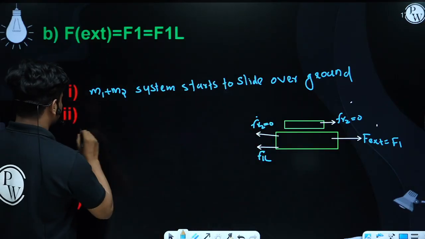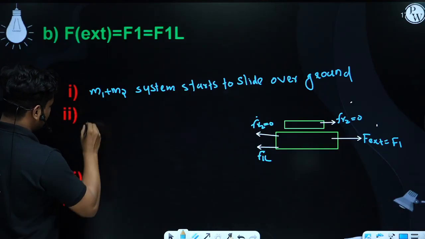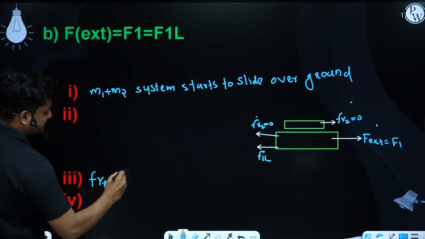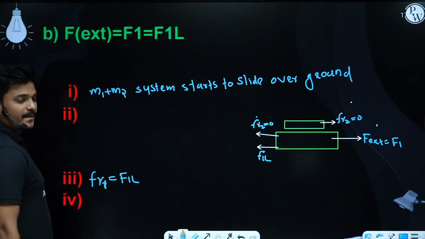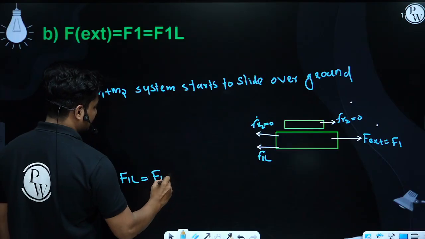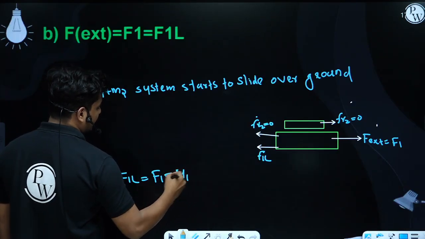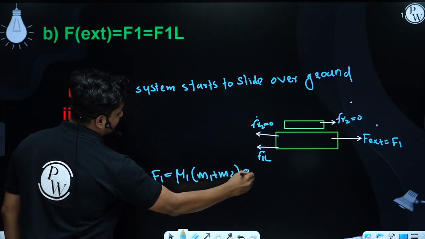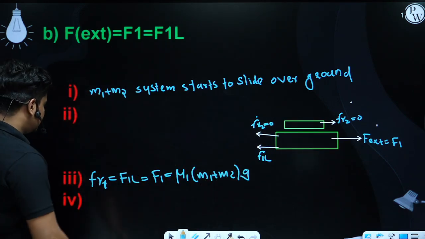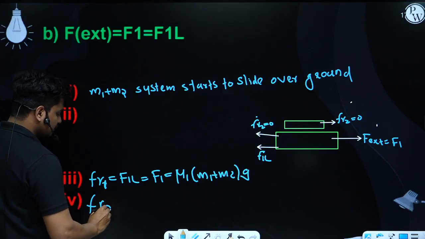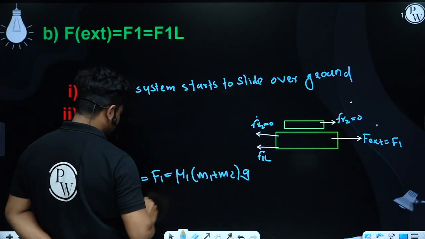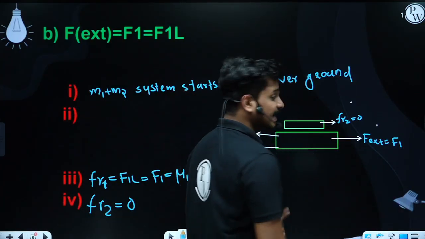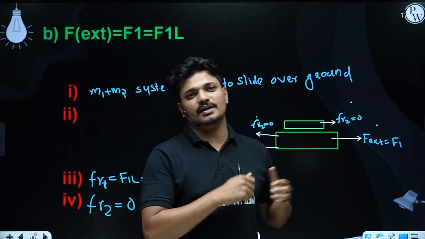That means the total system is still at rest. Then what is our FR1? FR1 is our F1L. So what is that F1 value? F1, we know, is mu1 (m1 plus m2) into g. We have derived it. Then what is FR2? FR2 is still 0, if F external is equal to F1L.